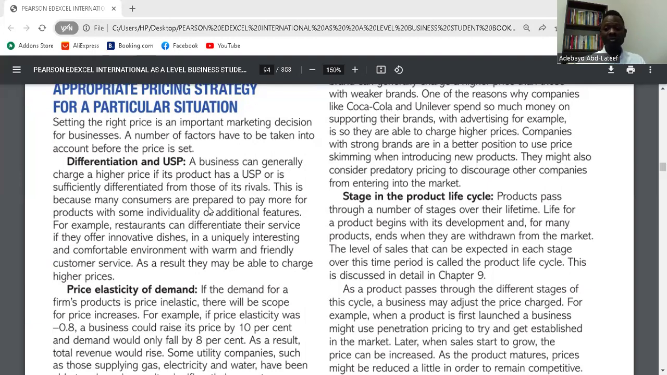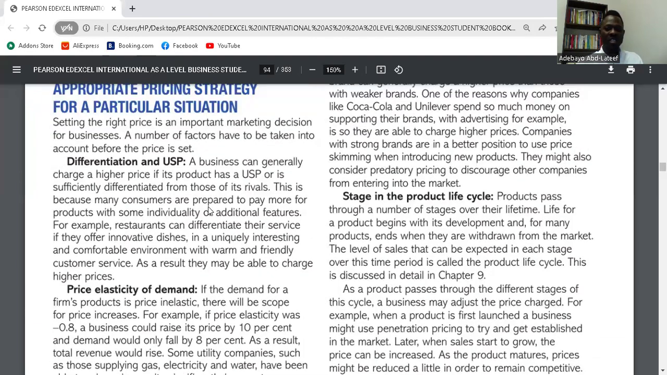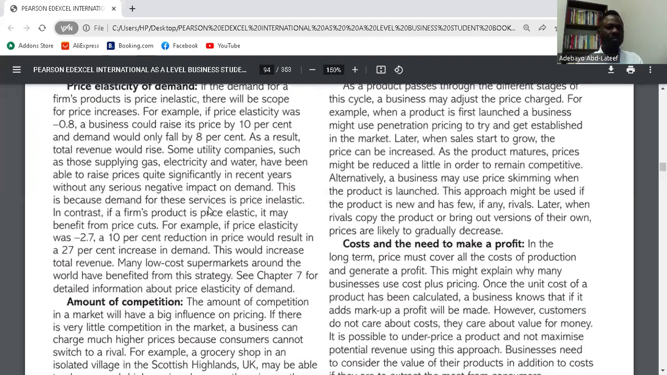Price elasticity of demand. So you have to check the responsiveness of your product according to consumers' behavior, the responsiveness of the quantity demanded. Is your product price elastic or inelastic? If the demand for your product is price elastic, then you have to charge a lower price. If your product is price inelastic, then you can charge a higher price. So you get to know this through your calculation. If it is less than one, if it is greater than one, then that determines the price you have to charge. I think the point is there.